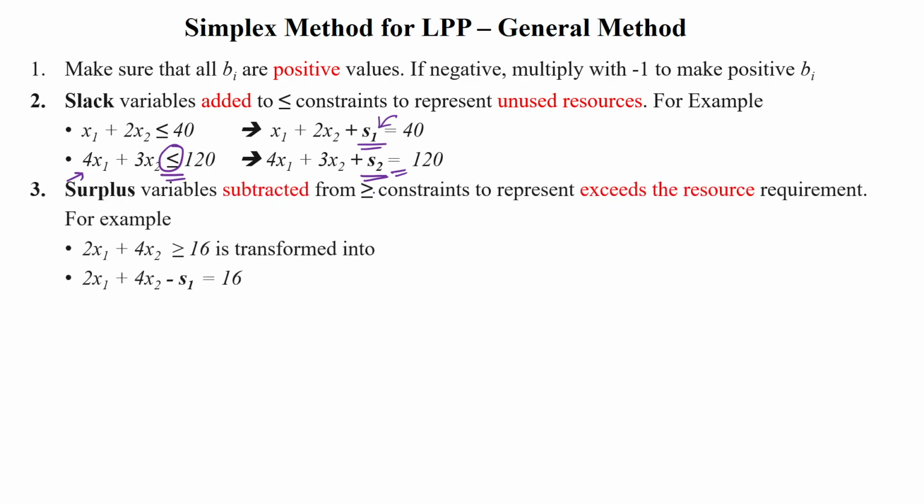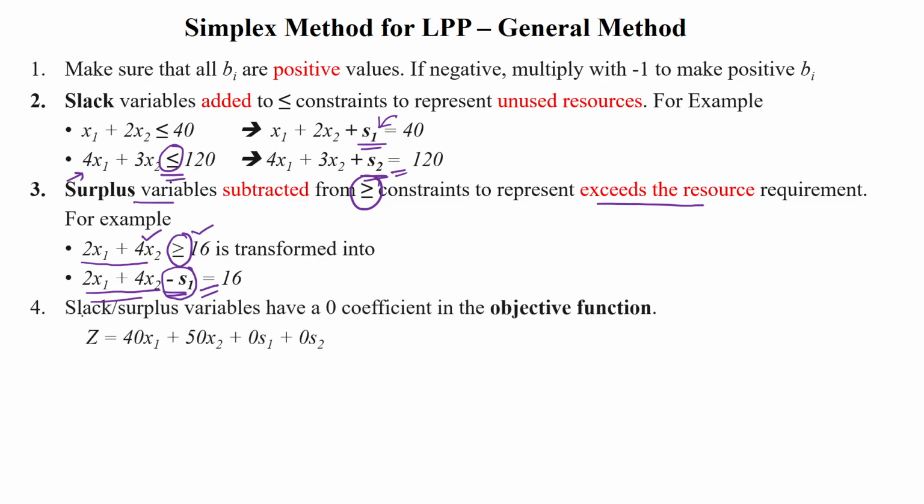Suppose you have a greater than or equal to constraint like this, then you have to add surplus variables. That means here we have more than the needed combination. So what I have to do is subtract the excess. For that I am going to subtract the surplus variable. Based on this, I am transforming the greater than or equal inequality constraint into an equality constraint by subtracting the surplus variable values. That means it is exceeding the resource requirement, so we subtract that exceeded material.